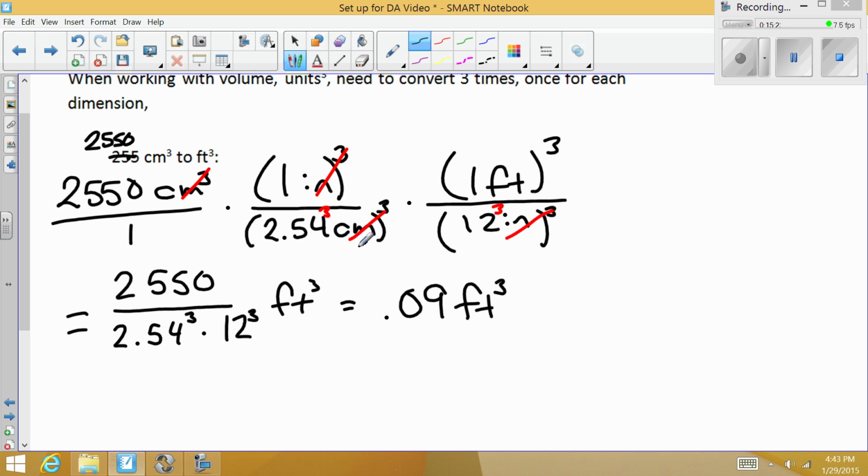But our conversion was 2.54 centimeters, and we didn't want 2.54 centimeters. We wanted how many cubic centimeters. So because we had to cube the conversion factor, here we cube both the units and the coefficient because it didn't come to us with cubed units.